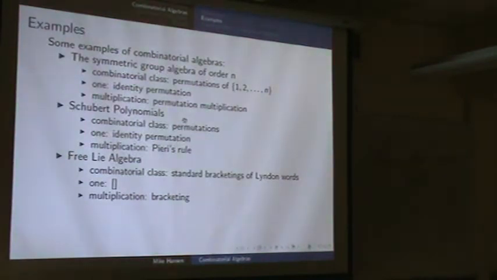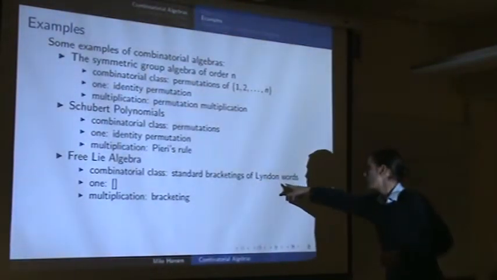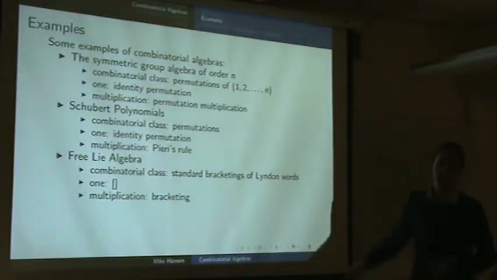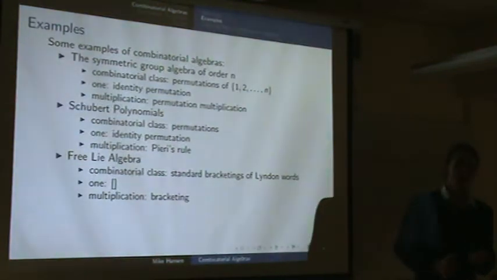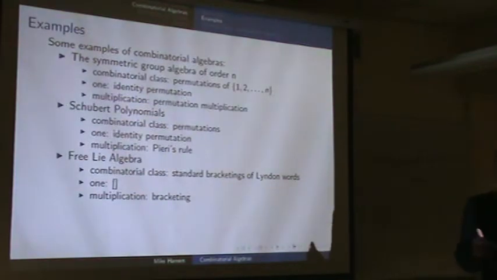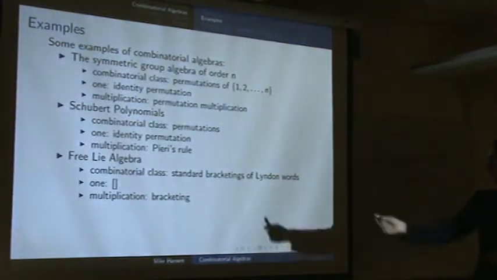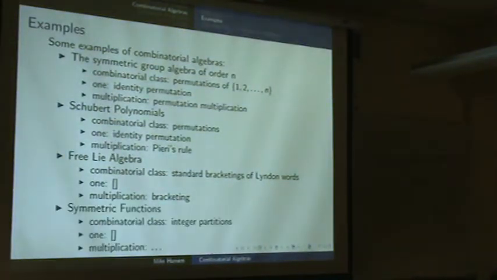The free Lie algebra. I don't know if you're familiar with Lie algebras, but the combinatorial class here is related to these Lyndon words. And the one in this is just the empty list. And multiplication, or forming a bracket in this Lie algebra, is given by bracketing. So it's kind of interesting that you can view this free Lie algebra as a combinatorial algebra.